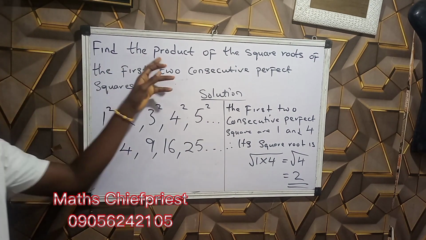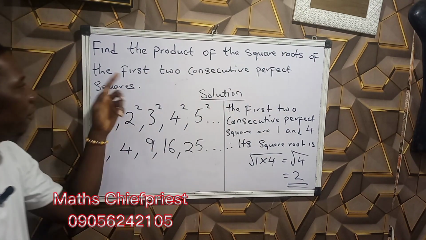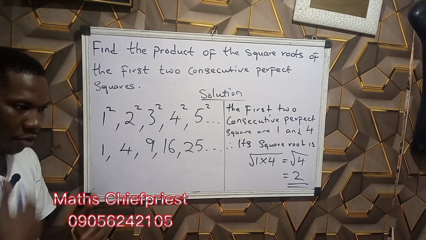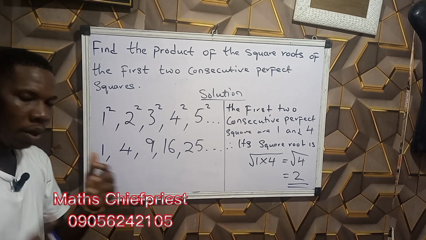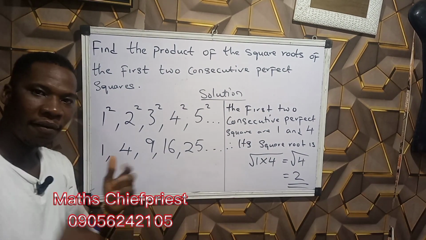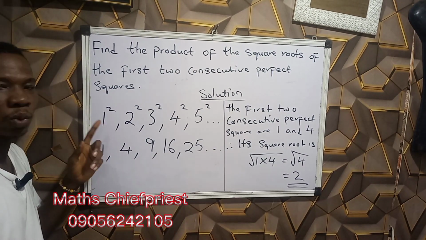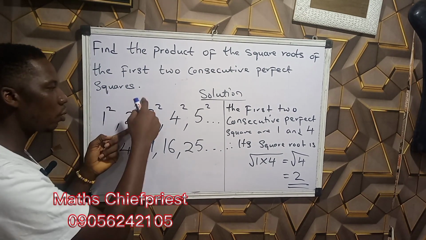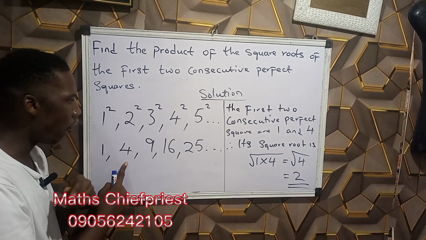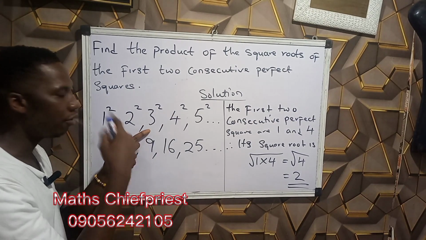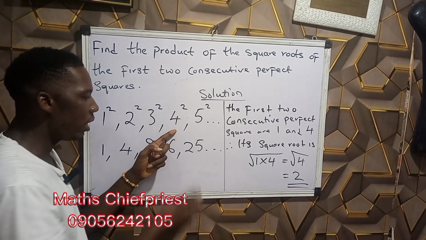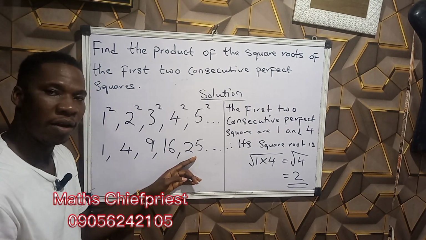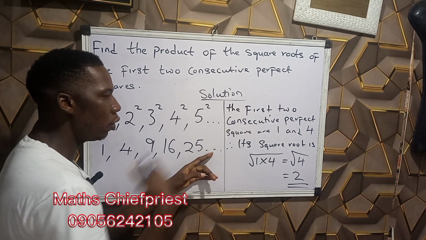Let's go again. Find the product of the square root of the first two consecutive perfect squares. The first number row, we have 1, 2, 3, 4, 5, and so on. So the first one, which is 1, 1 square will give you what? 1. 1 times 1 will give you 1. 2 square will give you 4. 2 times 2, 4. 3 square will give you 9. 3 times 3, 9. 4 square will give you 16. 4 times 4, 16. 5 square will give you 25. 5 times 5, 25, and so on.